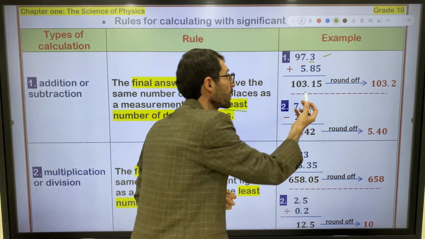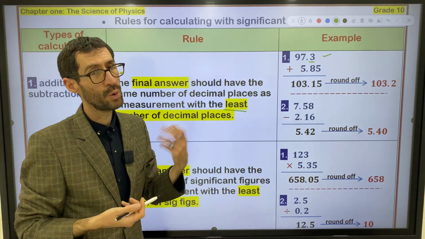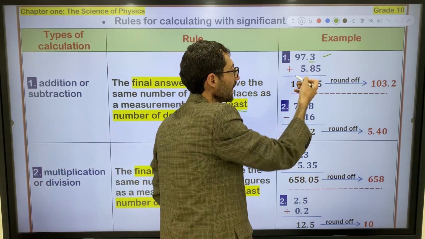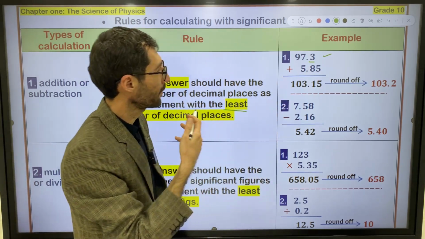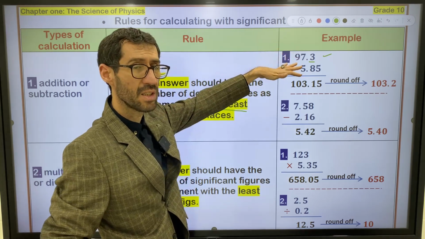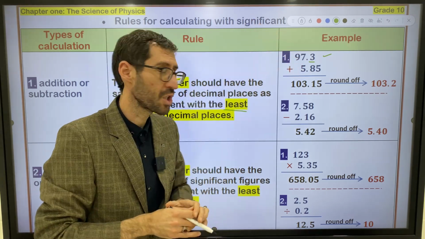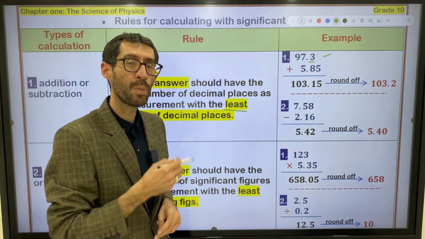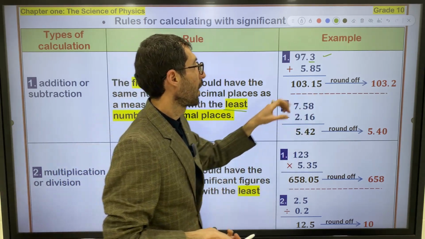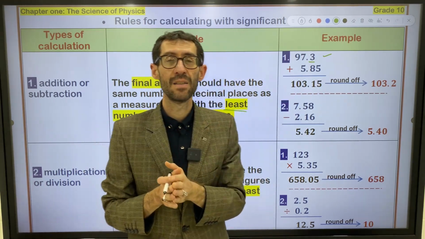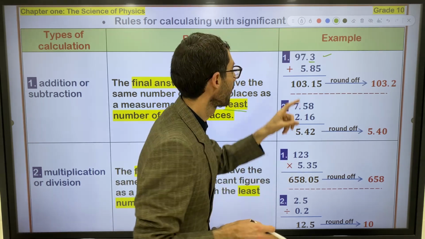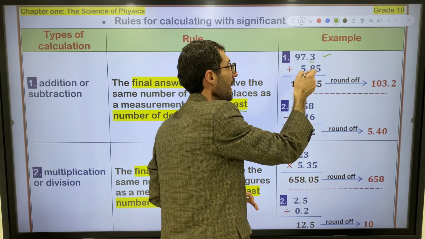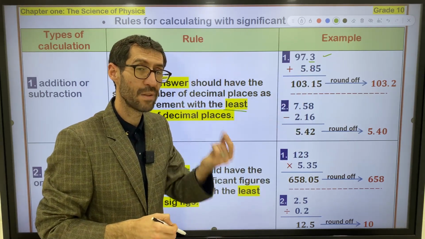What does it mean? We have to round it to a certain figure. For example, after you do the addition, you get this number, 103.15, 103.15, right? Focus on the number with the least decimal places, the minimum decimal places. So the answer should be what? The answer should have only one decimal place.